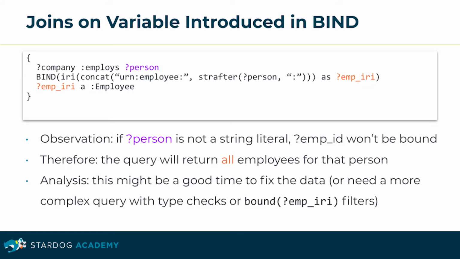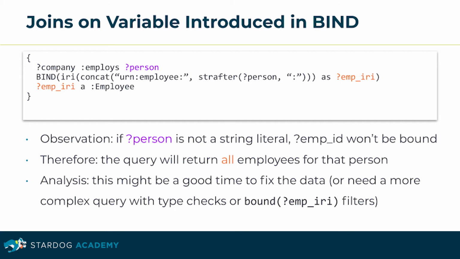However, another observation is what happens if the person variable is not a string literal? That means our variable employee ID won't be bound. And therefore, this query is going to return all employees for that person. So thinking about that, this might be a good time to fix the data, or we might need a more complex query with type checks, or bound it with filters. This is a good time when thinking about fixing the data on were there things like SHACL constraints that made sure that we didn't have values in here that were not string literals, like employee IDs as an integer or something of that nature.